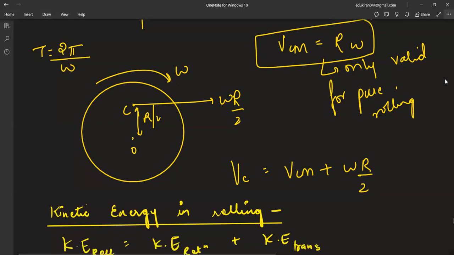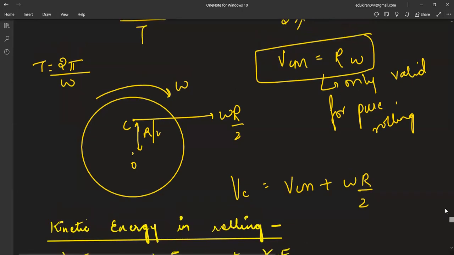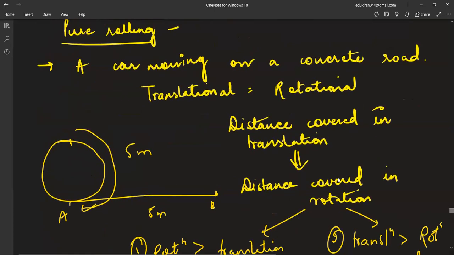Last topic that is left before practicing the questions is kinetic energy. Note down pure rolling first, then we'll discuss kinetic energy.